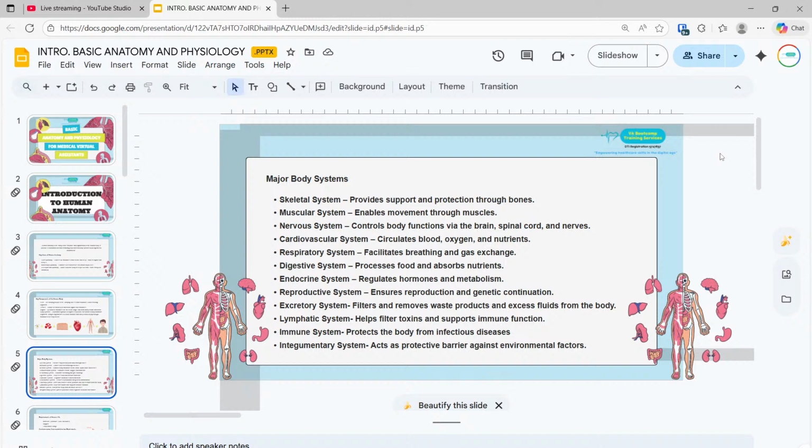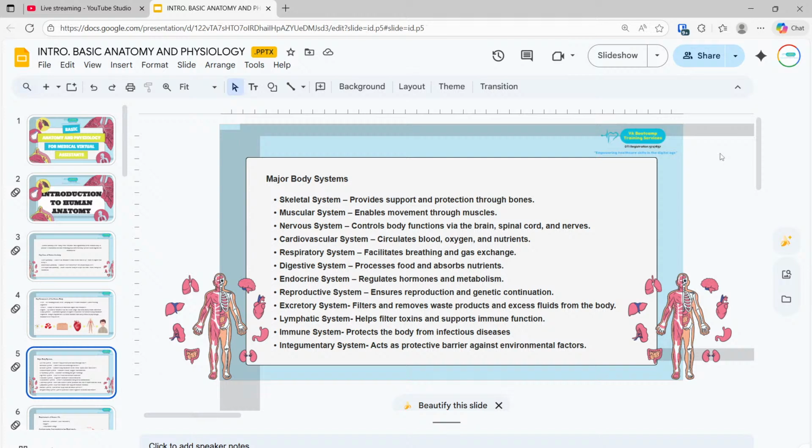Okay, next, what are the major body systems? This one is good to know for those who are not familiar with medical terminologies or have no background on anatomy and physiology. This is good to know information that you can be familiar with, so that it will be easier for you to navigate your tasks on a daily basis.